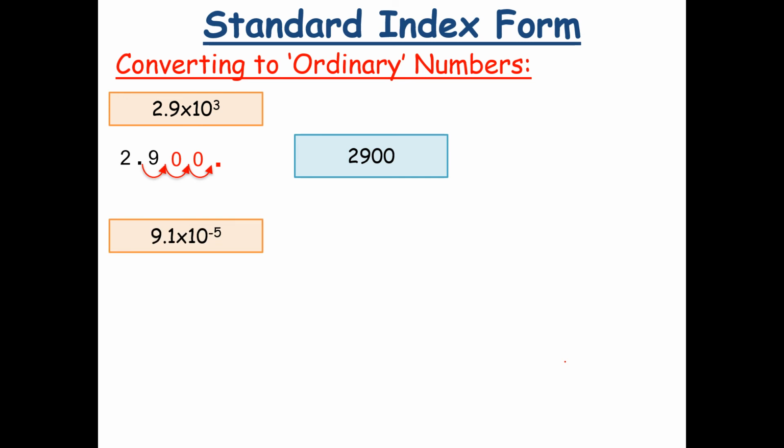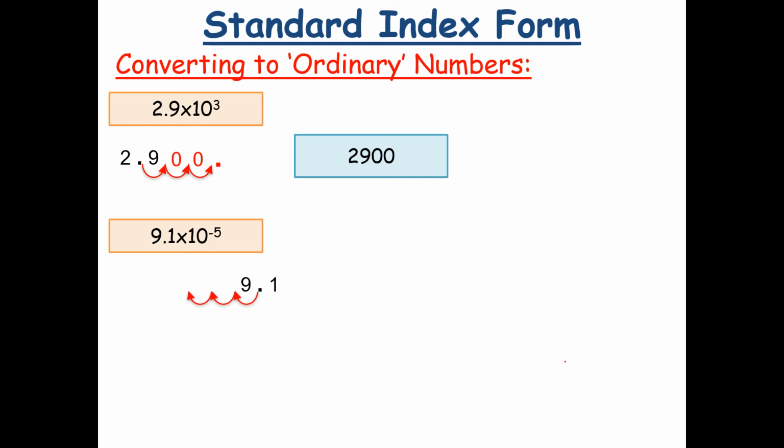What about if it's a negative? So we've got 9.1 times by 10 to the power of -5. So our 9.1 is there, and because it's a -5, it means we're moving to the left 5 times because it's becoming a small number. Remember, if it's a positive power, it's becoming a bigger number. If it's a negative power, it's becoming a smaller number. So we're going to move our decimal to the left 5 times.